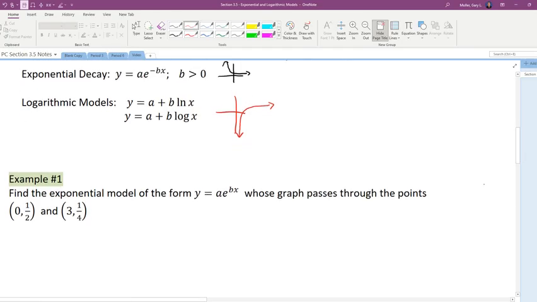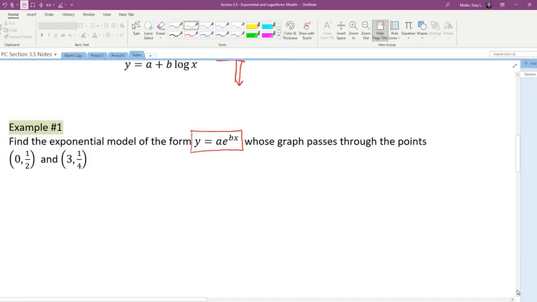Example number 1. We're going to find an exponential growth model, or it could be decay, I suppose, in the form of what we just talked about, y equals a e to the bx power, whose graph passes through these two points. In order to answer this question, we have an x and a y value, and we have an x and a y value. So we can plug those in, and then the only variables we'll have left are a and b. But we have two sets of points, so once we plug them both in, we ought to be able to use a system of equations to solve. All right, so let's go ahead and see what happens.